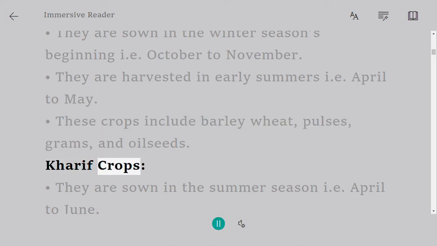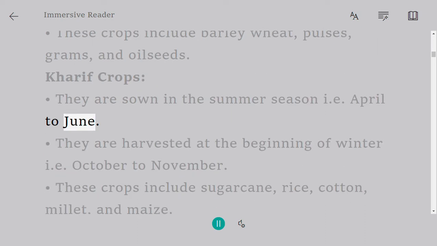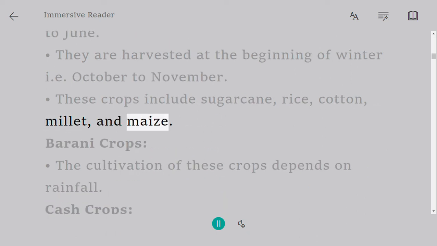Kharif crops. They are sown in the summer season, i.e., April to June. They are harvested at the beginning of winter, i.e., October to November. These crops include sugarcane, rice, cotton, millet, and maize.